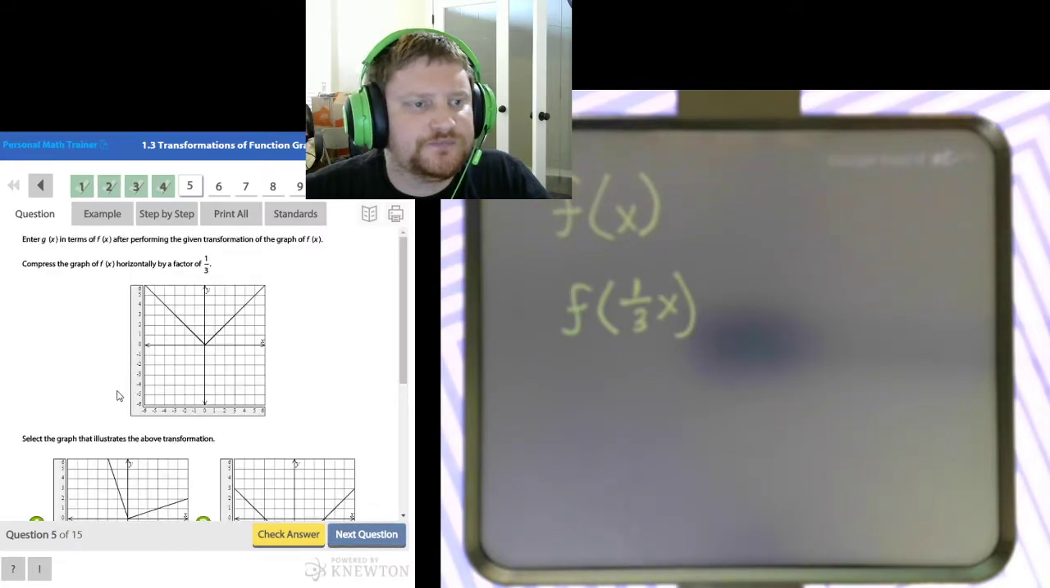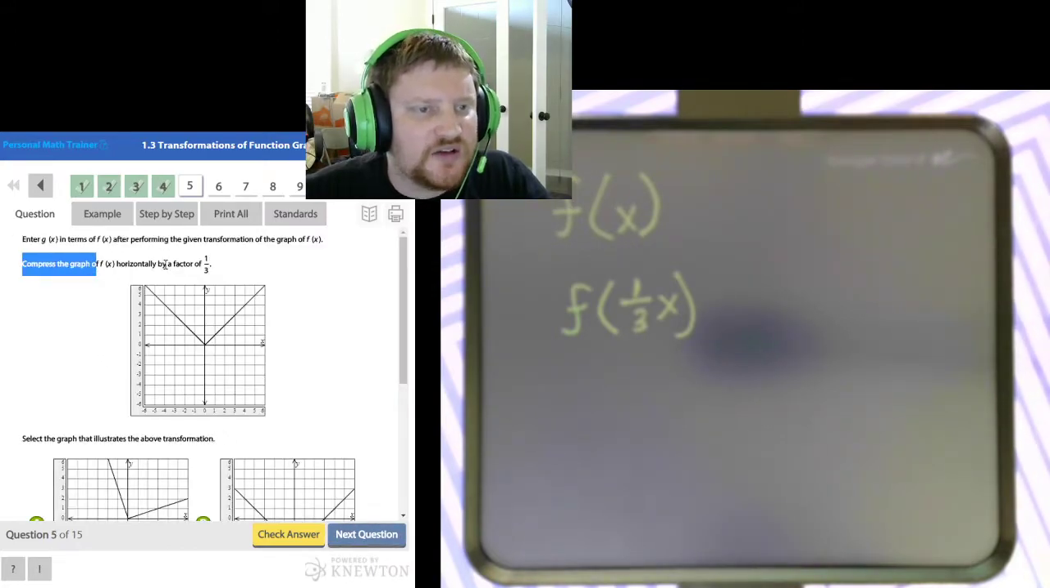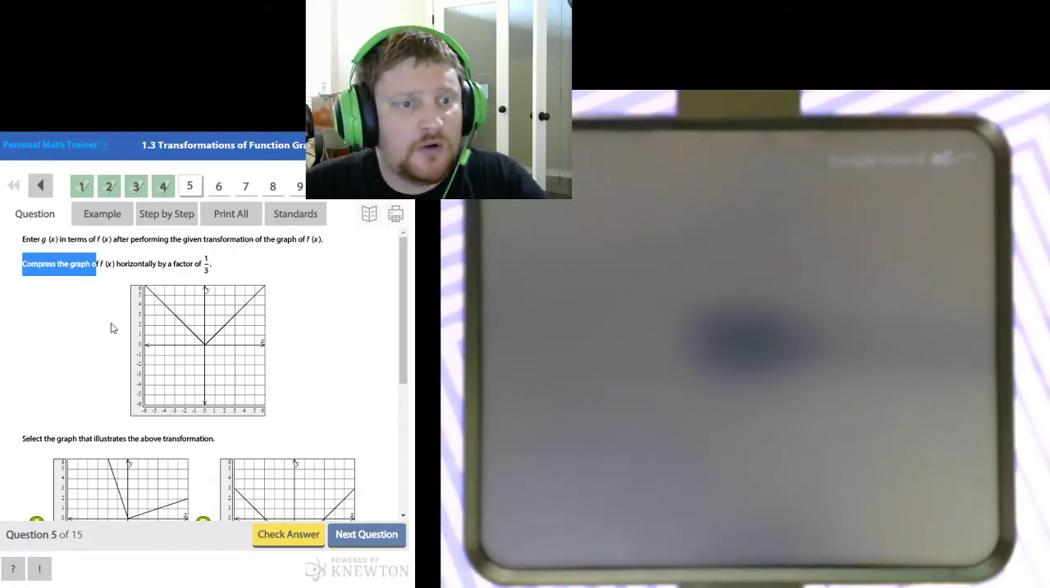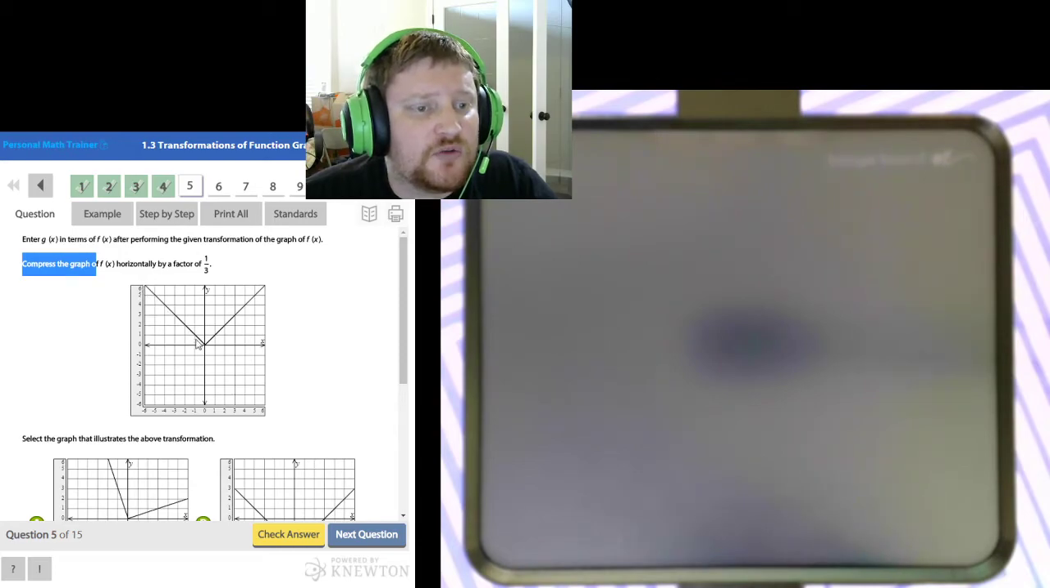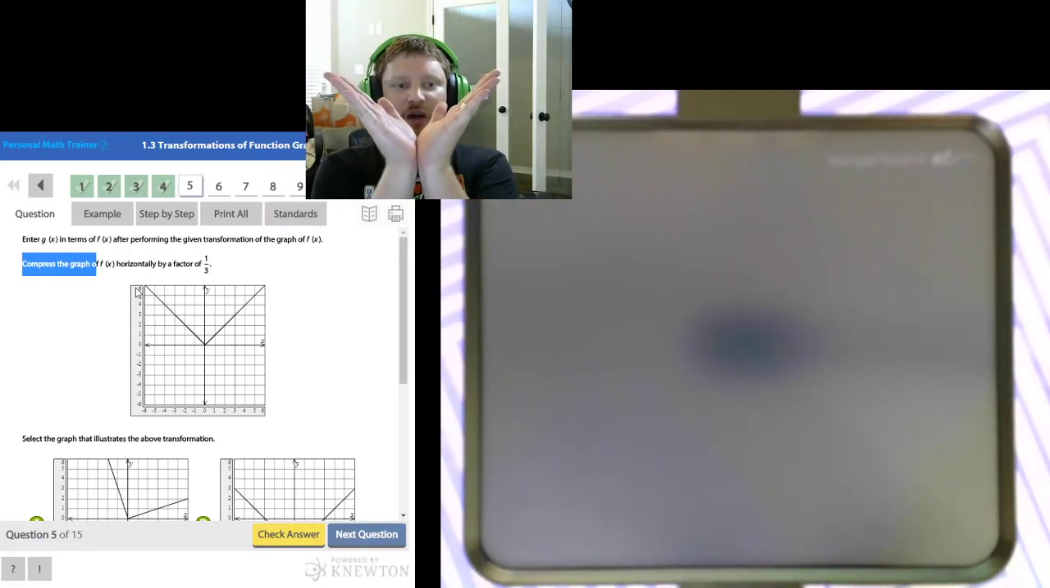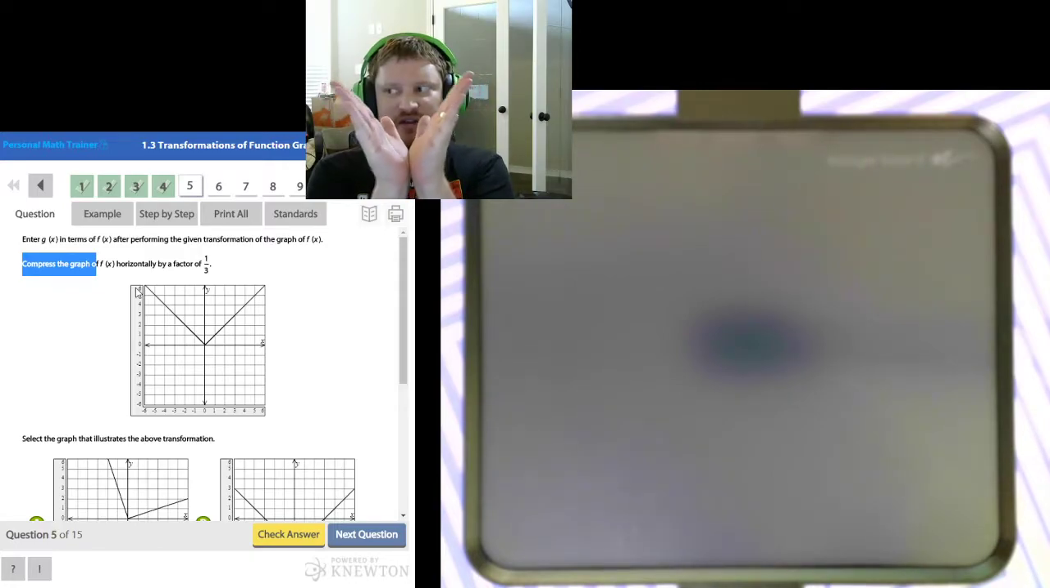Next question. Compress the graph horizontally by a factor of 1/3. Okay, so we have just a regular absolute value. So if I'm going to compress this horizontally, I'm going to squeeze the outsides in. So I'm looking for something that does this.